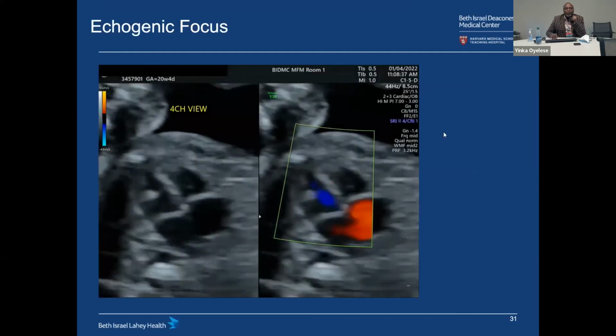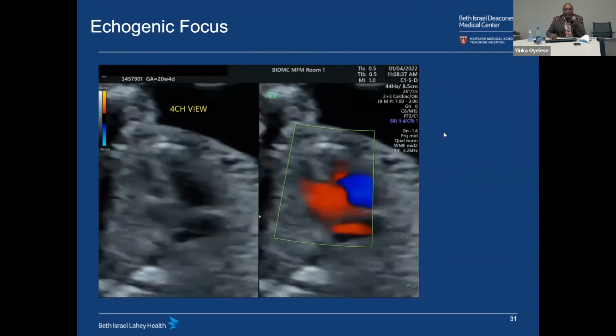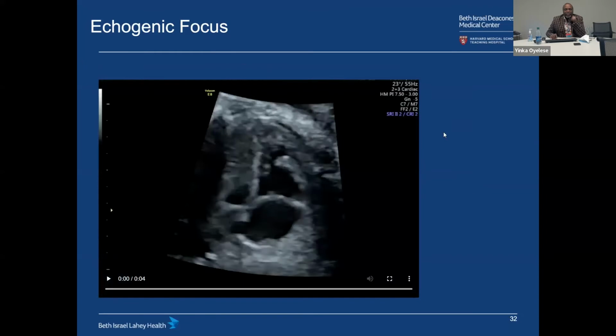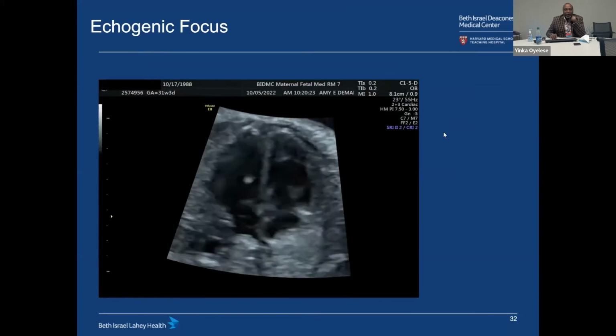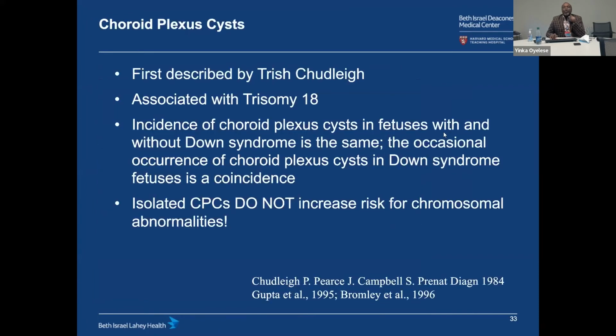So this is an echogenic focus. You can see the heart beating there, and on the left, you can see that white dot in the heart, and that is an echogenic focus. Again, see the dot in the heart. That's what we call an echogenic focus. It is a normal finding. It is not a problem. It does not require any follow-up.